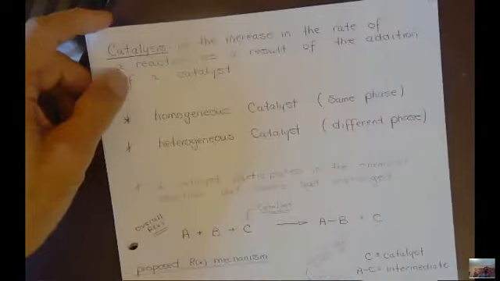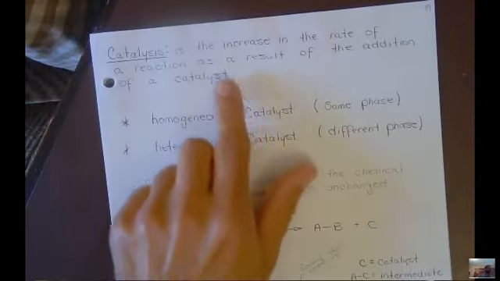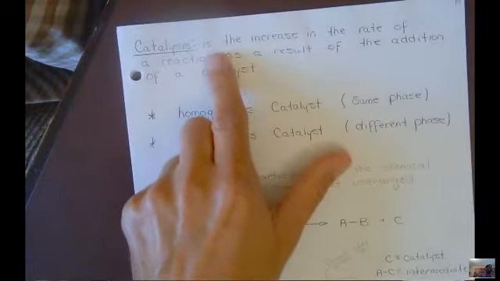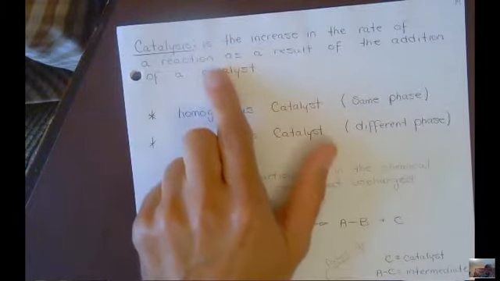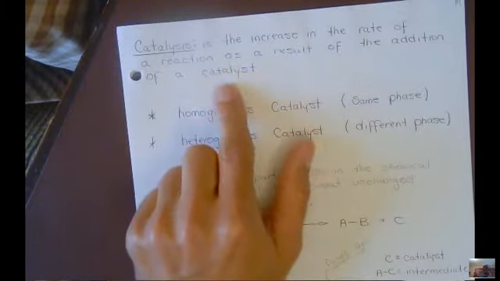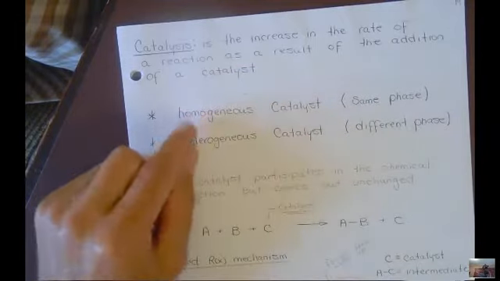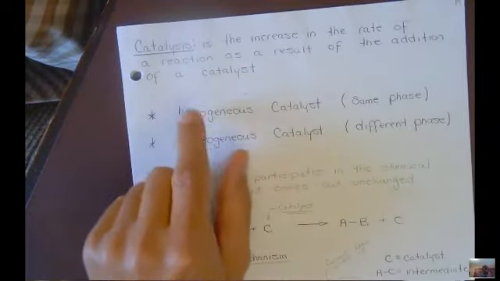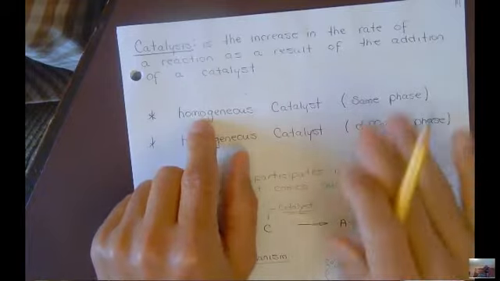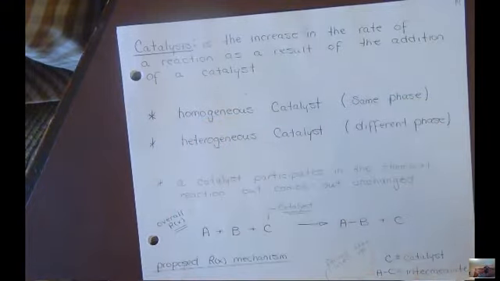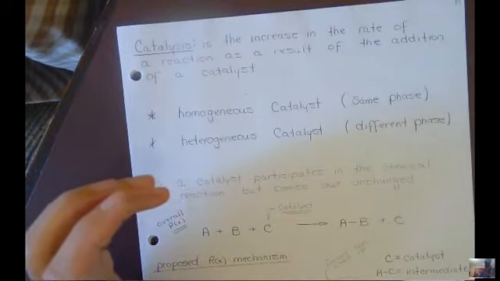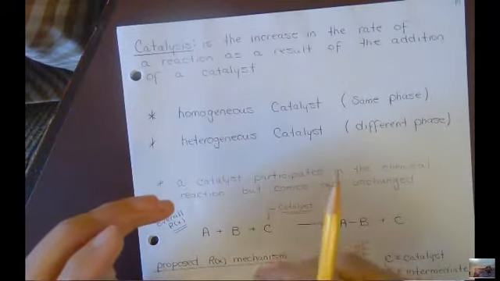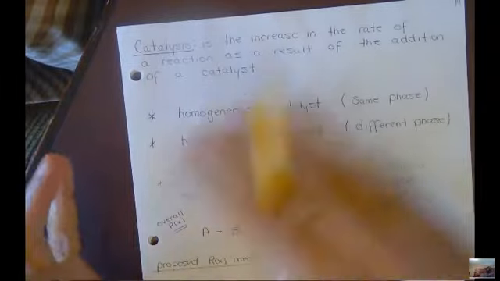A catalyst is kind of the opposite. Catalyst or catalysis is the increase in the rate of a reaction as a result of the addition of a catalyst. There's going to be two different kinds. You can either have a homogeneous catalyst, which is in the same phase. So let's say you have everything dissolved in solution, and this reaction is going to be catalyzed by NaCl. You dissolve the NaCl in solution, and it would be in the same phase.